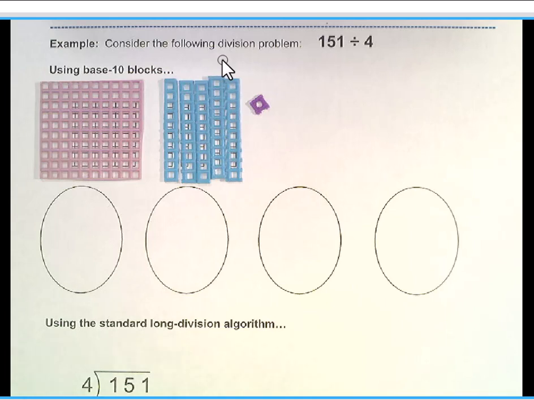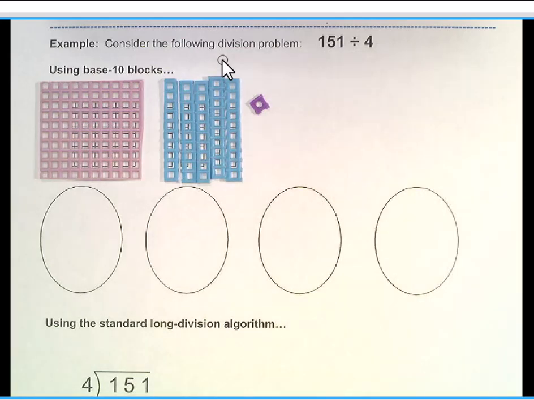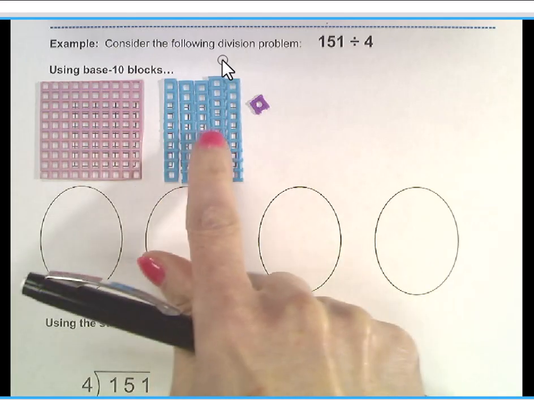Okay, we're going to do another base 10 block division problem, but I need you to see one where there's a remainder. Now this one is a little bit of a hot mess if I try to draw it, so I'm actually going to model it just with the actual base 10 blocks themselves. So I'm going to take 151 and I'm going to divide it into 4 groups. I'm going to divide by 4. So here's my 4 groups, and this is my 100, my 5 tens, and my 1.